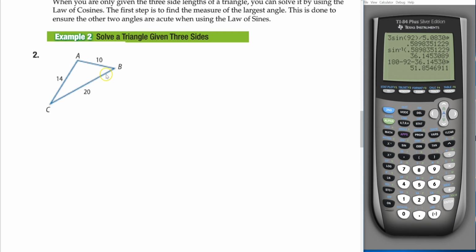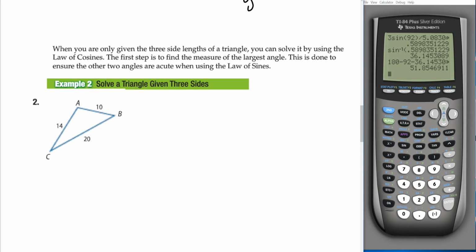So solve a triangle given three different sides. If you notice on this one, you have all three sides, you have no angles. Now there's a special rule that comes with this. If you have all sides, the special rule is find the largest first.